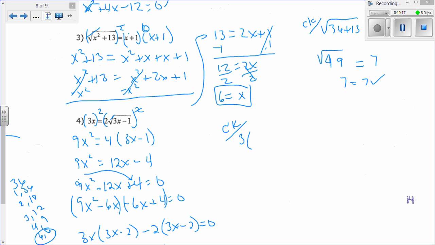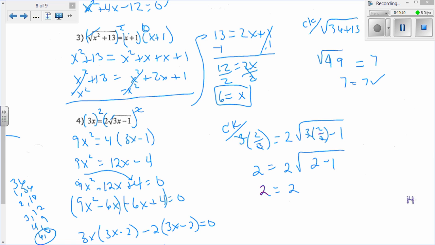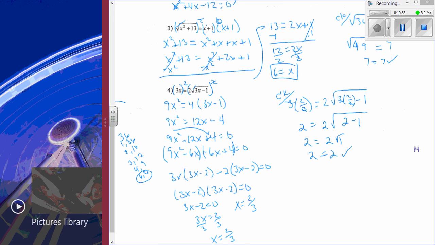So I have 3 times 2/3 equals 2 times radical 3 times 2/3 minus 1. So here my 3's cancel out, so I'm just left with 2. Here my 3's cancel out, so I have 2 minus 1. So 2 equals 2 times the square root of 1, which is just 1. So 2 equals 2. So that does indeed check out. So that means our answer is then just 2/3.